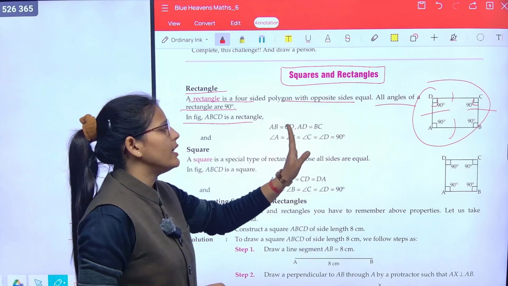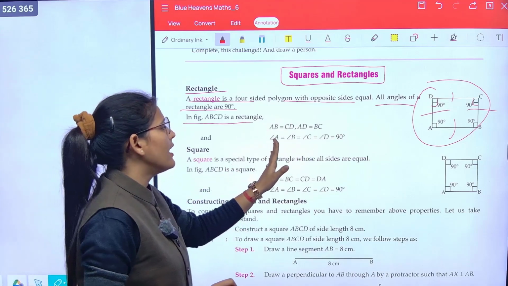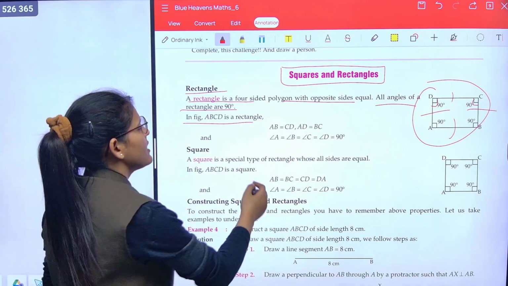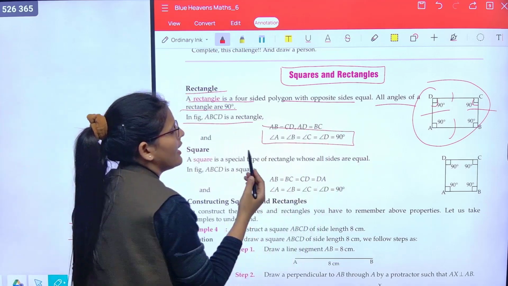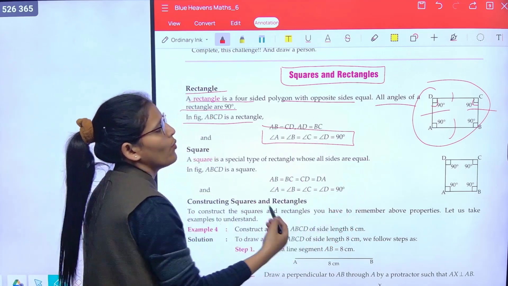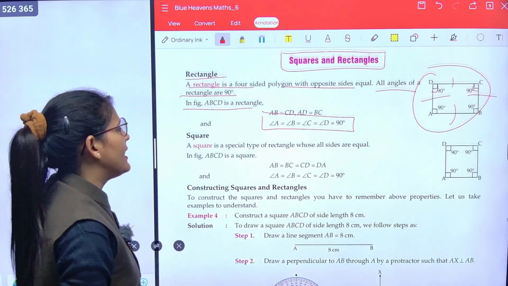AB is equal to CD, AD is equal to BC. Angle A, मतलब क्या होता है? इसके सारे एंगल्स इक्वल होते हैं. Angle A is equal to angle B is equal to angle C is equal to angle D is equal to 90 degree का एंगल बन जाता है क्लास.